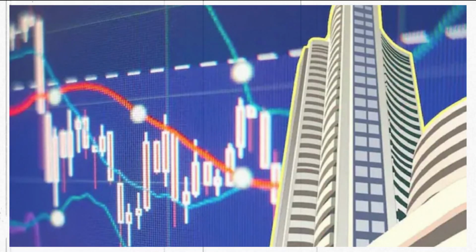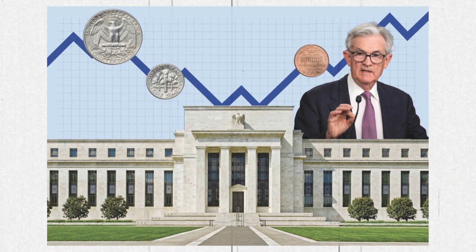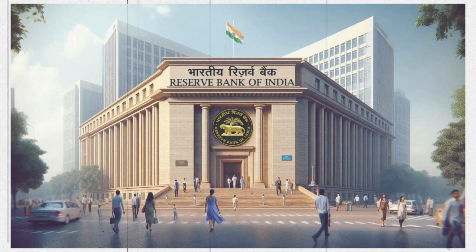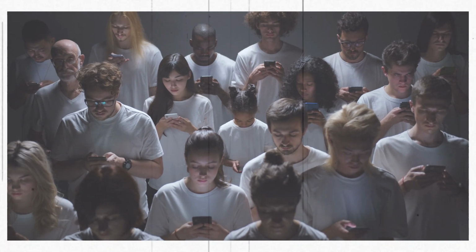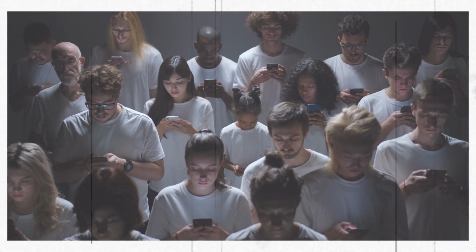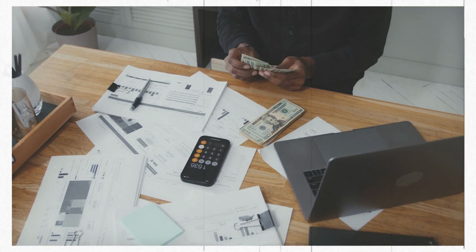So, let's dive into what's happening with the Federal Reserve, or the Fed, the central bank of the United States. As in India, the Reserve Bank of India is the central bank of India, in the same way, the Fed Reserve is the central bank of the United States. The Fed has a huge impact on the economy, and one of its main tools is adjusting the interest rates, as our RBI also adjusts the interest rates.